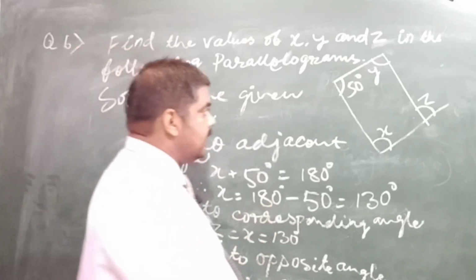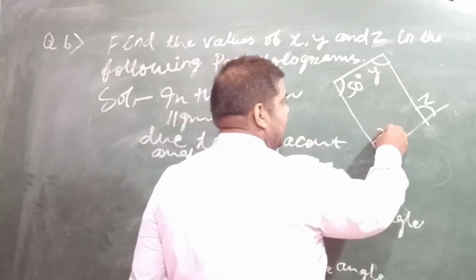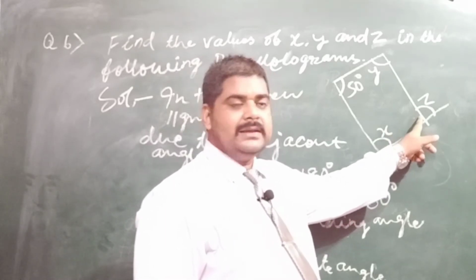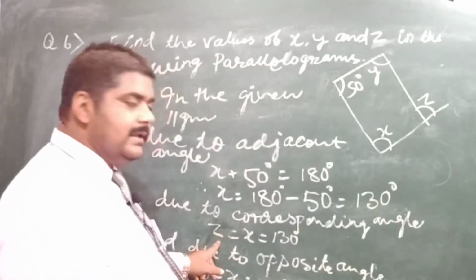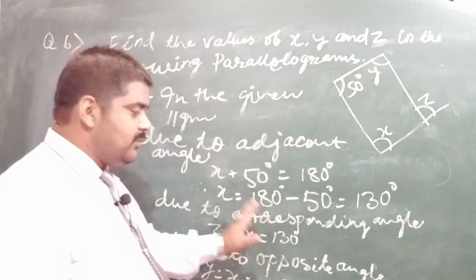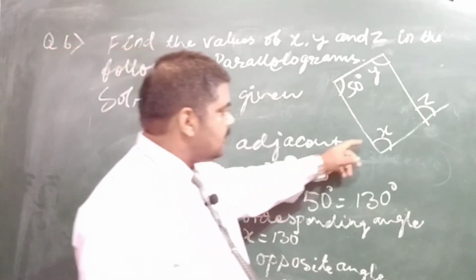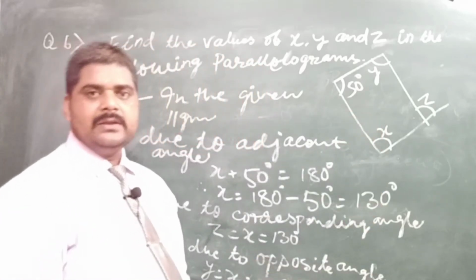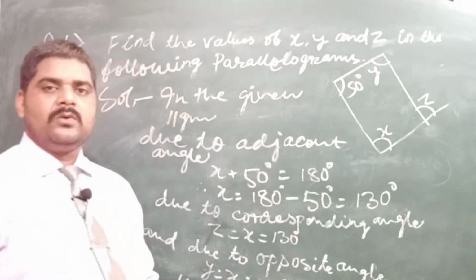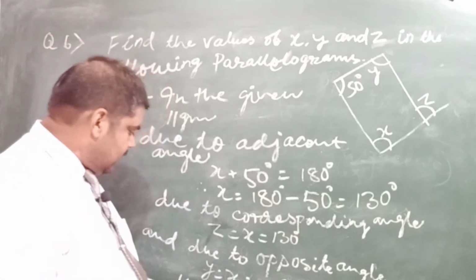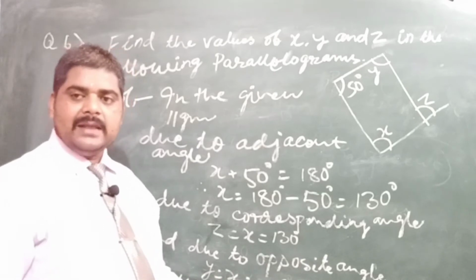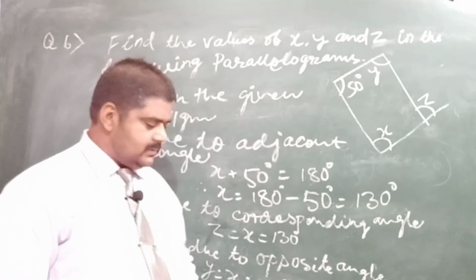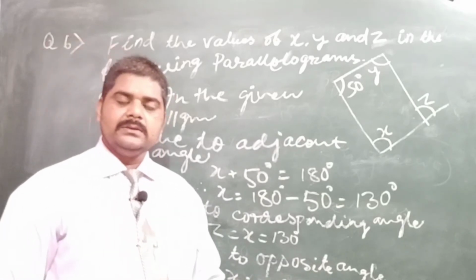And you also know that between x and y and x and z, there is a relation. X and z are corresponding angles, and this is why due to corresponding angles, z is equal to x is equal to 130 degrees. The relation between x and y is that they are opposite angles, and you know that opposite angles of a parallelogram are equal, and this is why y is also equal to x, and this is why all the angles x, y and z are equal, and it is equal to 130 degrees.